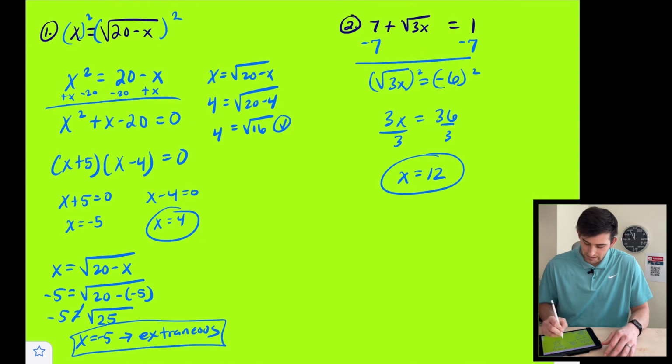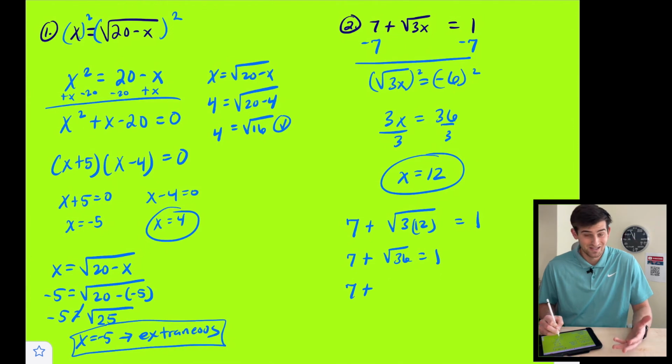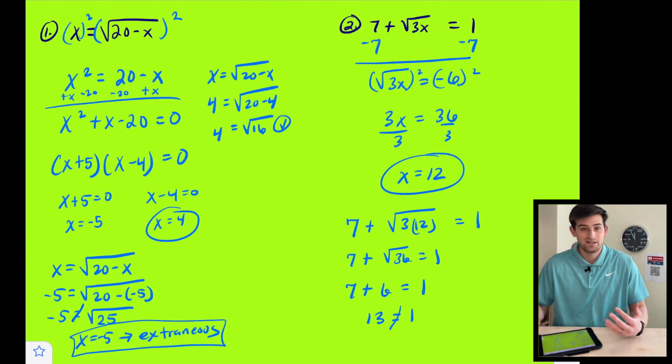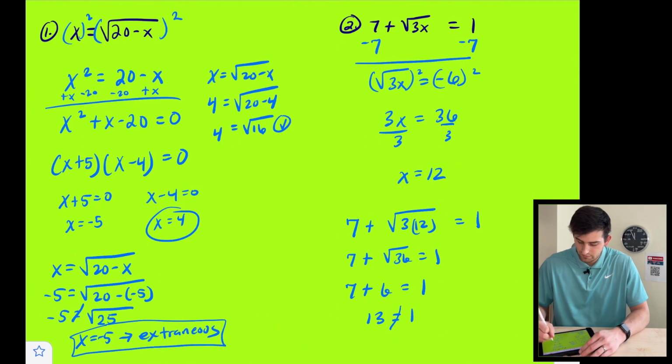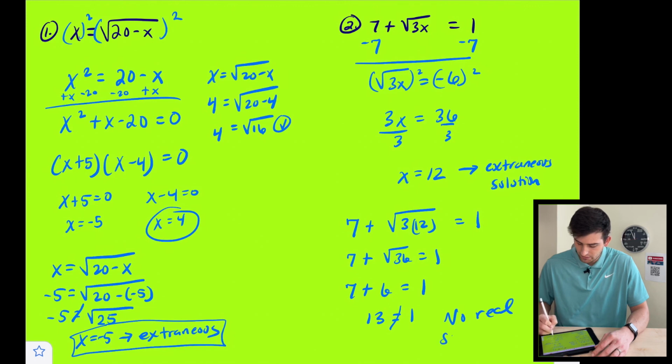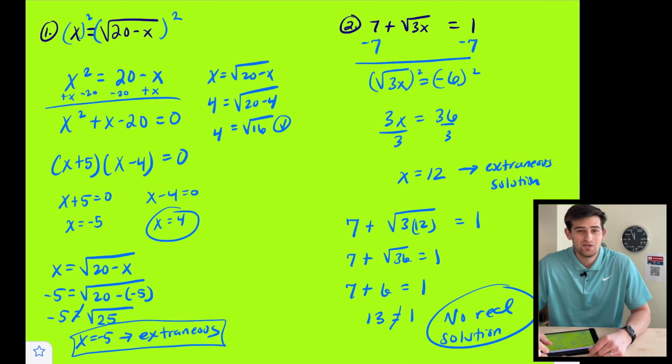Now let's plug 12 back in, so 7 plus the square root of 3 times 12 is equal to 1. 7 plus the square root of 36, well, the square root of 36 is 6. We only take the positive answer there. And this would be 13 is equal to 1, right? Well, that's not true. So in this case, x equals 12 was an extraneous solution. So what's our answer here? Our answer is there is no real solution. Okay? All right, and that's how you identify extraneous solutions in radical equations.